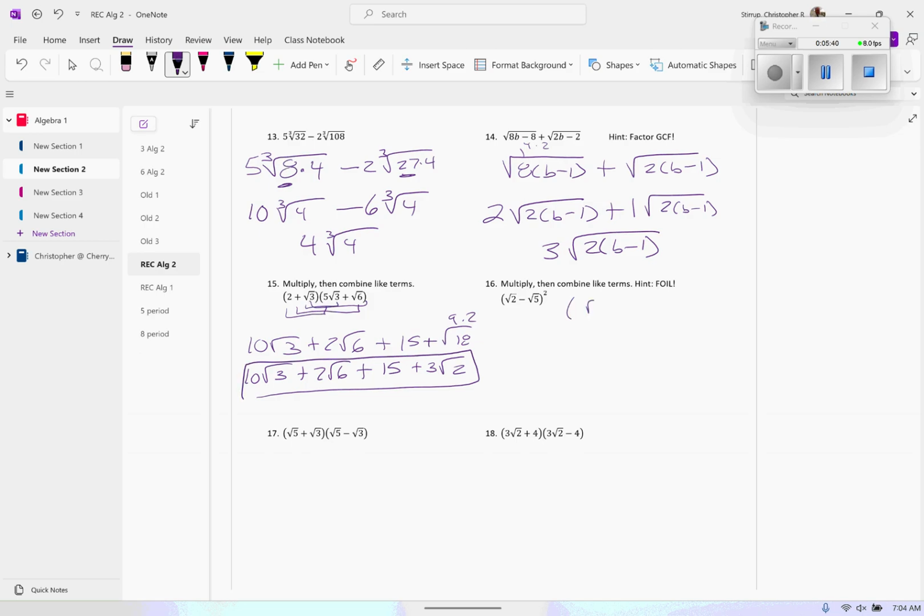Multiply, so remember this is going to be root 2 minus root 5, written twice. So root 2 times root 2 is root 4. Root 4 is 2. Root 2 times negative root 5 is negative root 10. Negative root 5 times negative root 2 is negative root 10. Root 5 times root 5 is going to be 5 times 5 is 25. Square root of 25 is 5. Combine like terms, so 2 minus 5 is negative 3. There's a 1 in front of both of those. Minus 2 root 10.